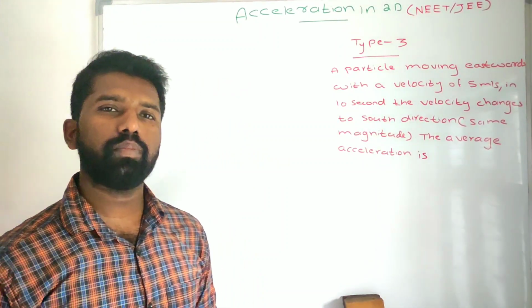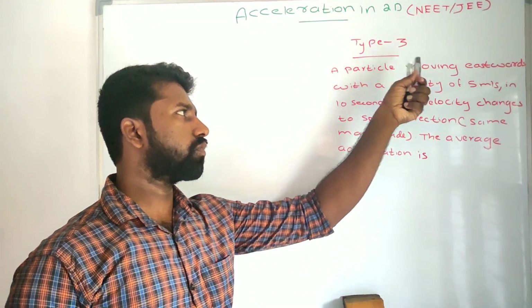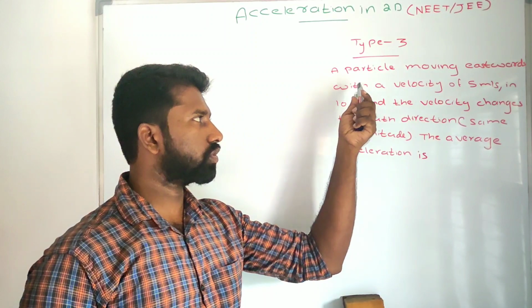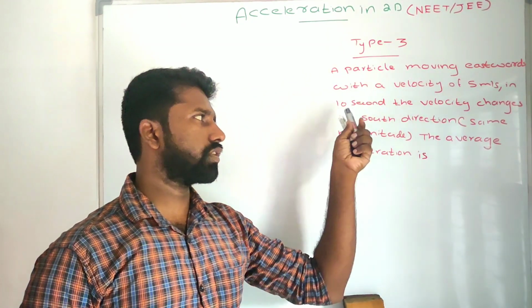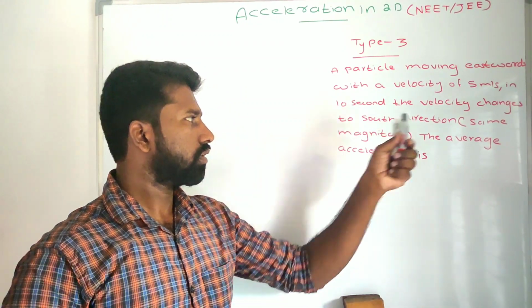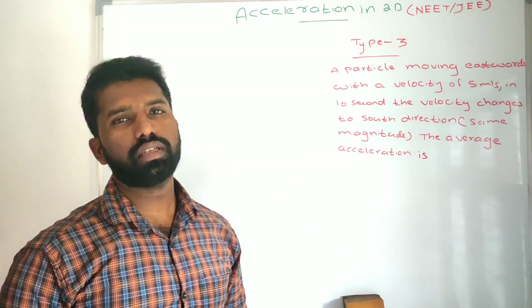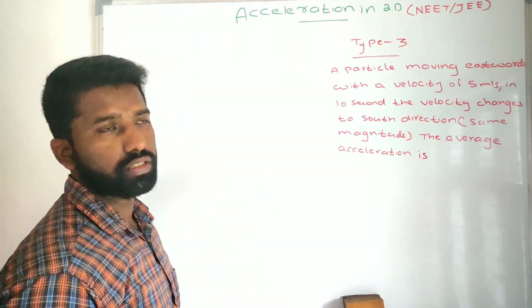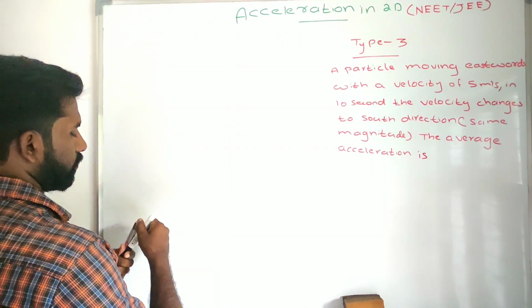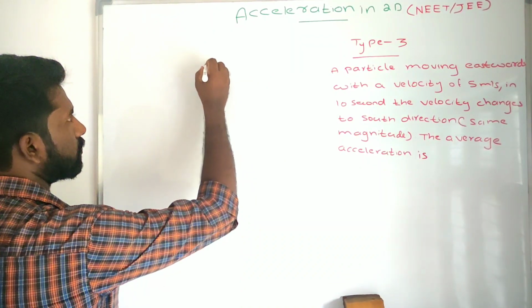This is the type 3 problem. A particle moving eastward with a velocity of 5 meter per second. In 10 seconds, the velocity changes to the south direction, with the same magnitude. We need to find the average acceleration. Average acceleration is equal to change in velocity divided by time. So we will find the change in velocity.